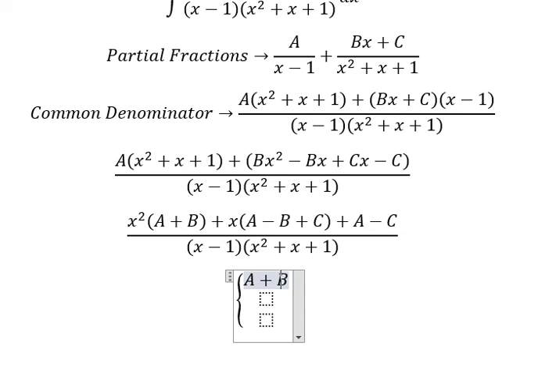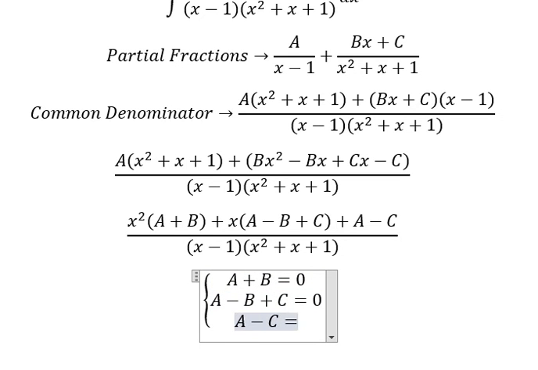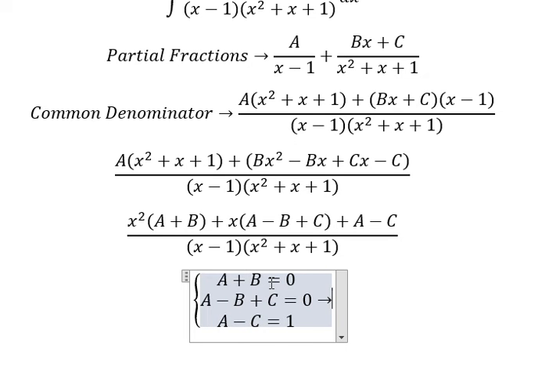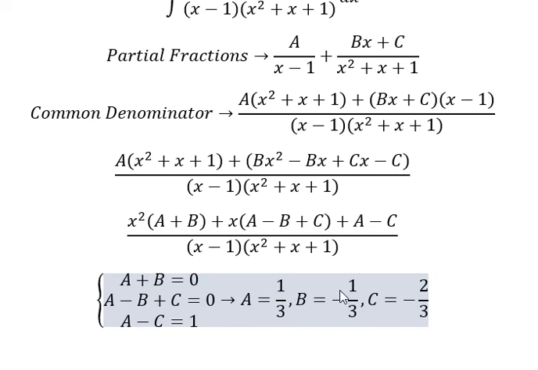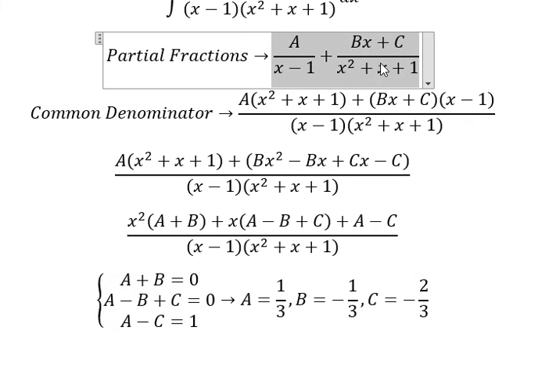So A plus B equals number 0. A minus B plus C equals number 0. A minus C equals number 1. And now we can find the solutions of A, B, C. So we have the solutions A, B, C. So we put A, B, C back in here.